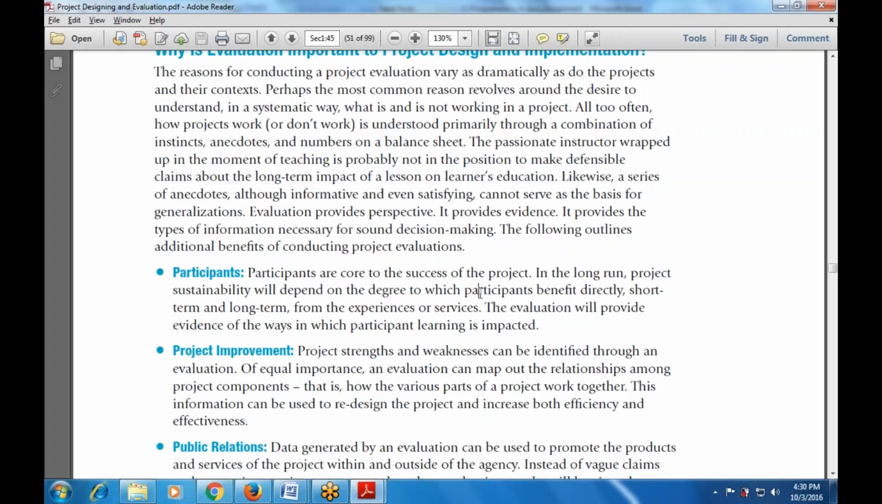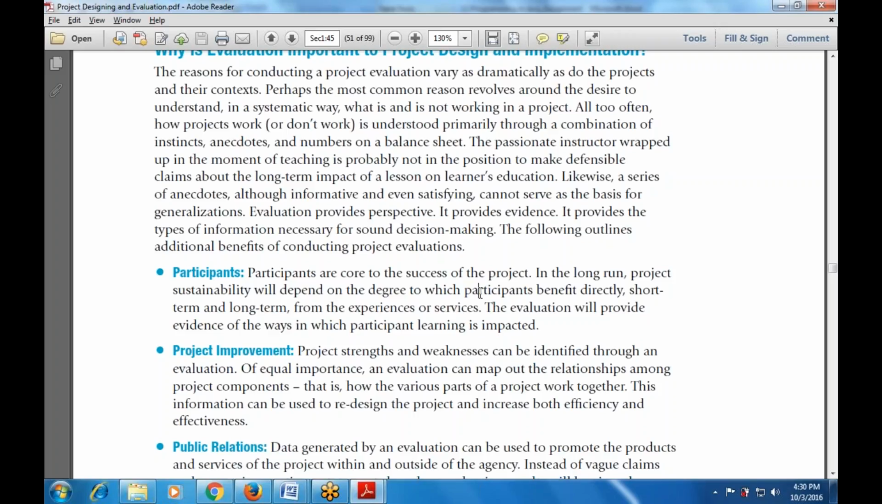That is, what is the main relationship of the project components? That is how the various parts of a project work together. What are the various steps of the project, and how do they work together? This information can be used to redesign the project and increase both efficiency and effectiveness.